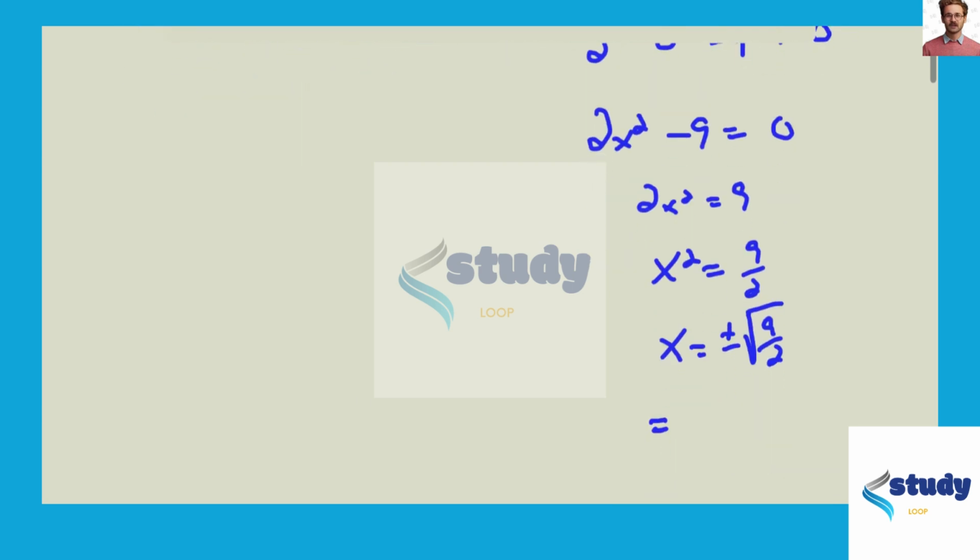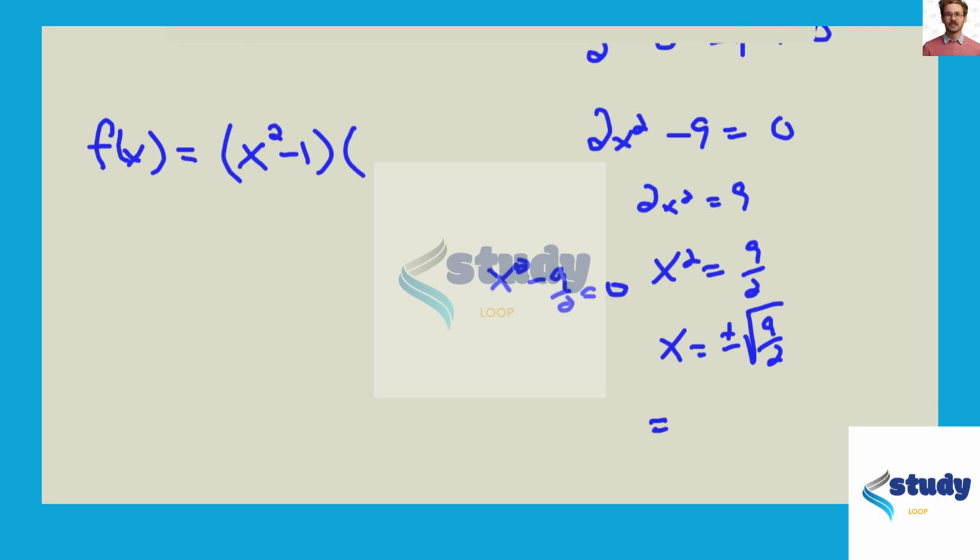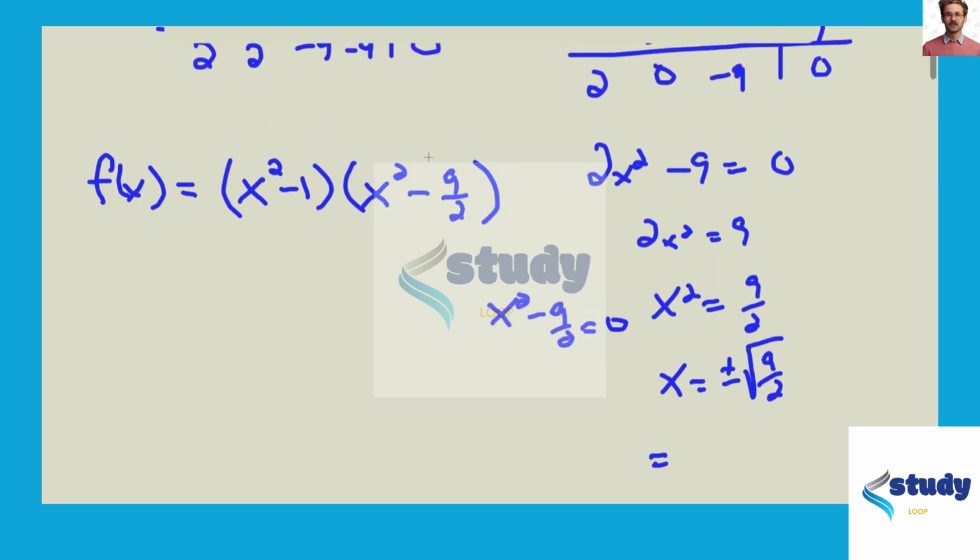well, let's go like this. If we have quadratic factors, and we know x minus 1 and x plus 1 are factors, that's x squared minus 1 as a quadratic factor. This quadratic factor would be x squared minus 9 halves. Or you can say 2x squared minus 9 if you'd like.